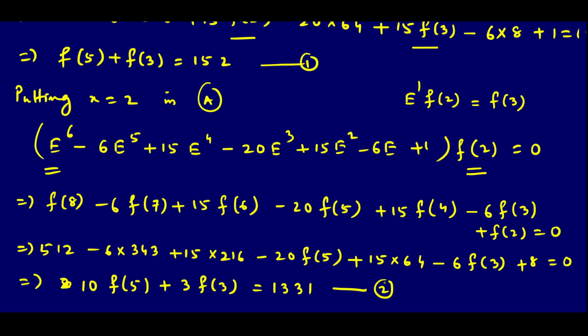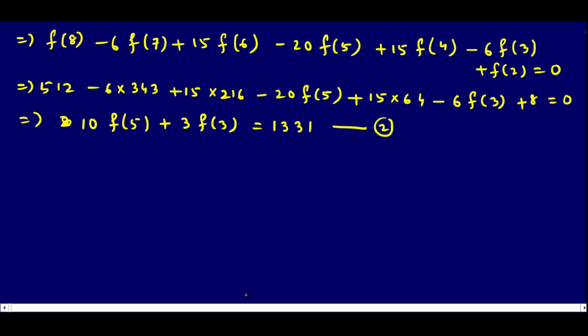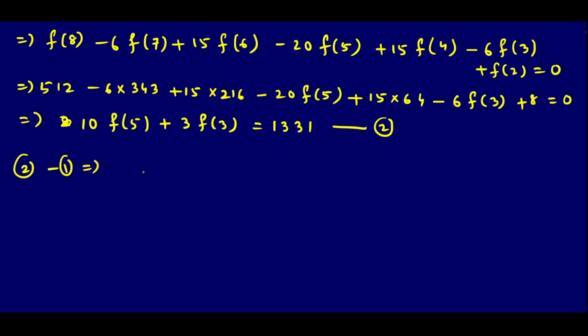Now see equation number 1. Equation number 1 is a relation of f of 5 and f of 3, and in equation 2 also we have f of 3 and f of 5. So we have to solve these two equations. Simply, equation 2 minus equation 1, and you'll get 7 f of 3 equals 189. So your f of 3 will be 27.